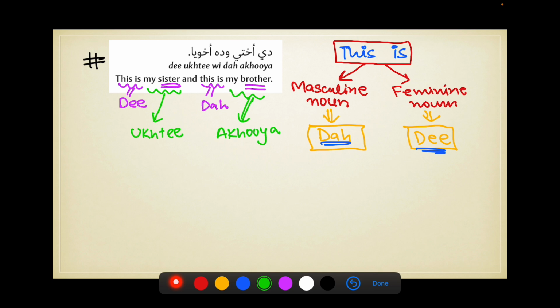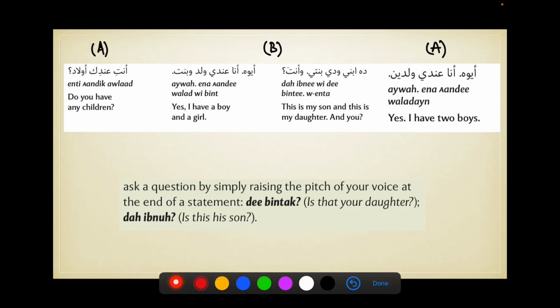So ukhti, akhooya, which means this is my sister and this is my brother. You can practice the use of "da" and "di" on previous examples we just learned. You should know that there is no word for "do" in Arabic. So while asking questions, we simply raise the pitch of our voice at the end of the statement.